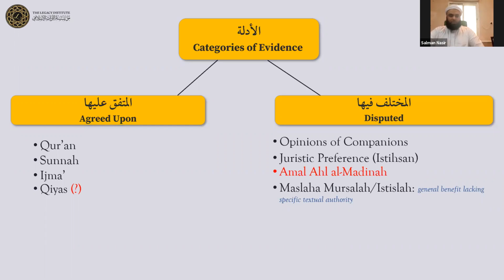Istihsan, Amal Ahl al-Madinah, and Maslaha Mursala, these are examples of topics in which you will find these well-known disputes. Yet there are also claims of agreement at the same time. Or, as we saw in the case of Istihsan, there is the claim that the difference of opinion is simply semantic. It's khilaf lafzi.